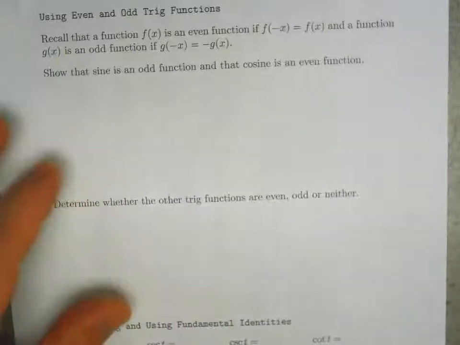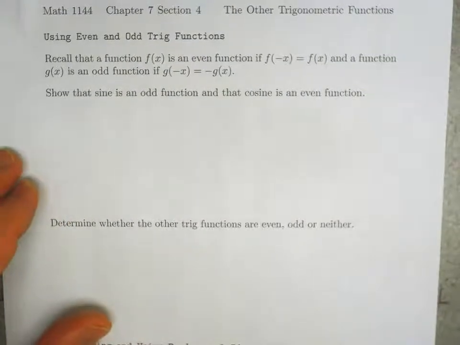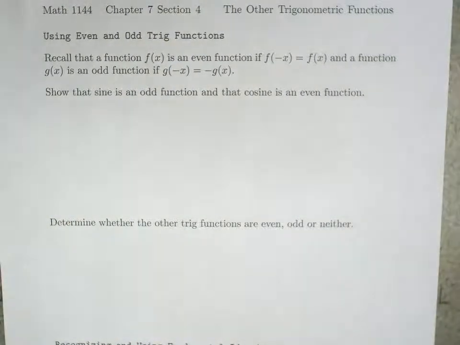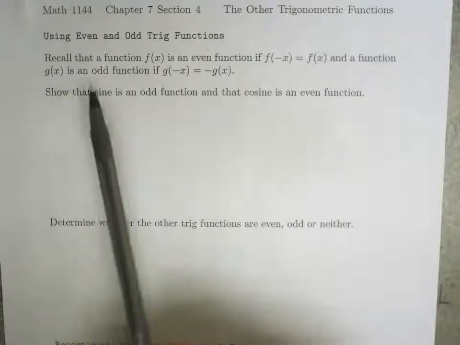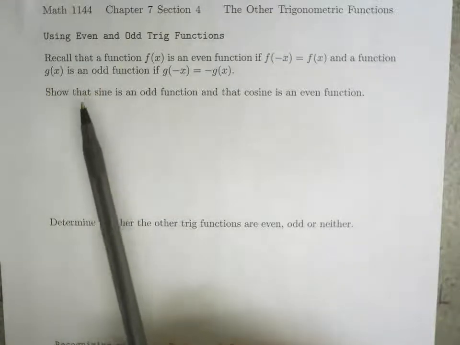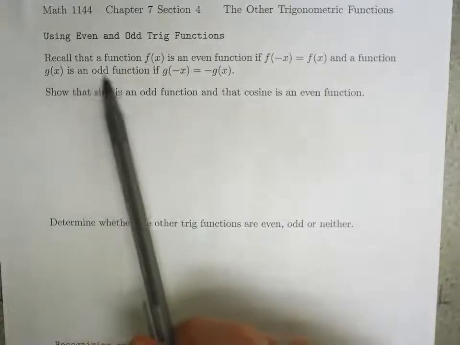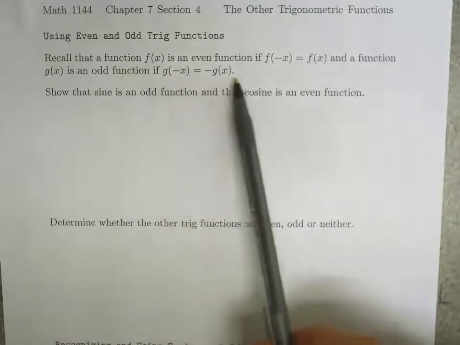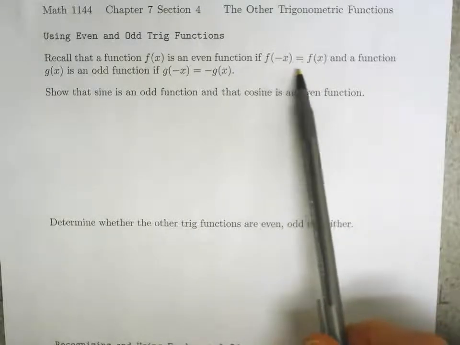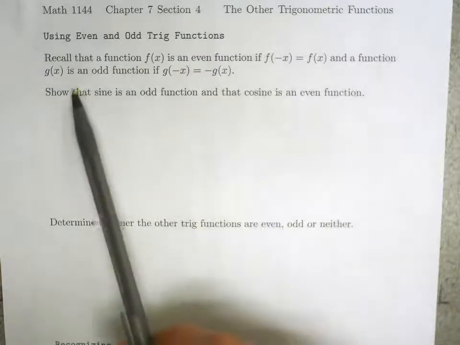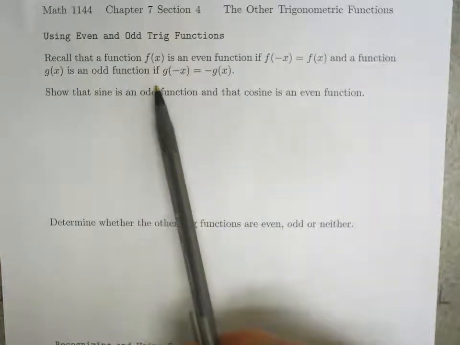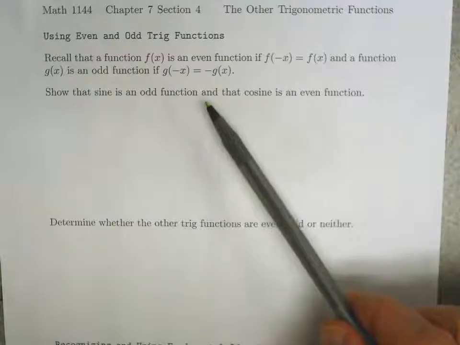Okay, the next page, using even and odd trig functions. So from college algebra, you learned what even and odd functions are. Recall that a function f of x is an even function if f of negative x equals f of x, and a function g of x is an odd function if g of negative x equals the negative of g of x.